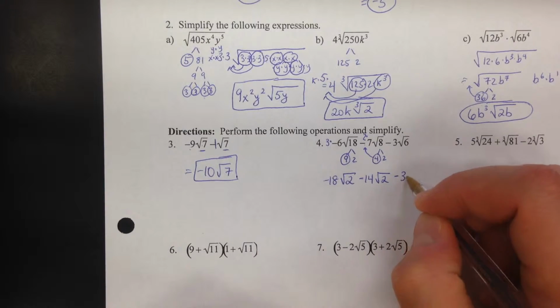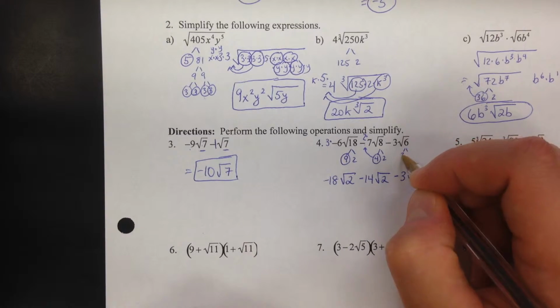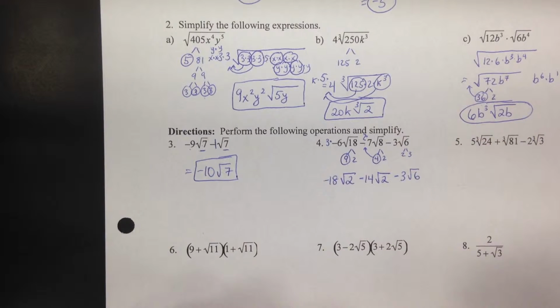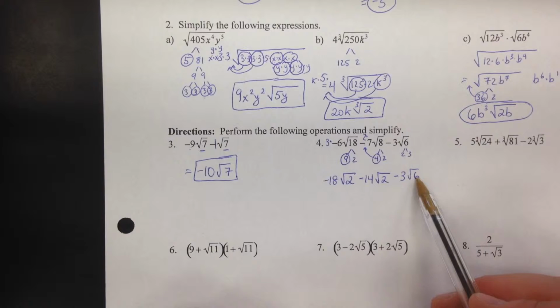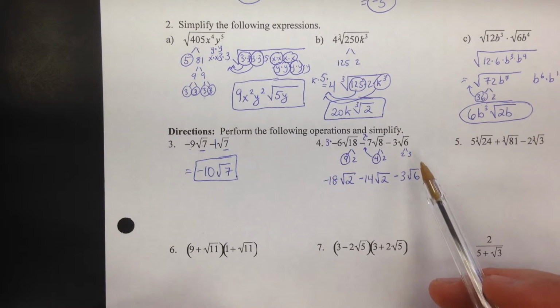Now the minus 3 root 6, I can break down 6 into 2 times 3, but neither of those is a perfect square. I just leave it as 6. I don't need to break that one down.